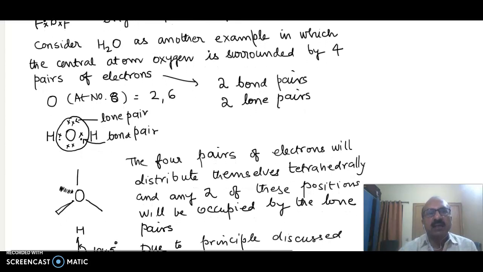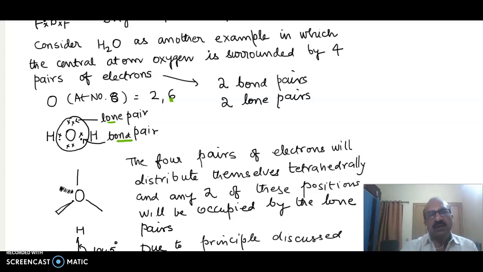We simply start with the atomic number of oxygen, the central atom, which is 8, and then there are 6 electrons in the outer shell. We arrange these 6 electrons, 2, 4, 5 and 6, and there are 2 hydrogen atoms which contribute their own single electron. So we have the water molecule, and this pair which is between hydrogen and oxygen is the bond pair, and the pair which is not being shared is the lone pair. So oxygen is surrounded by 4 electron pairs, out of which 2 are the bond pairs and 2 are the lone pairs.